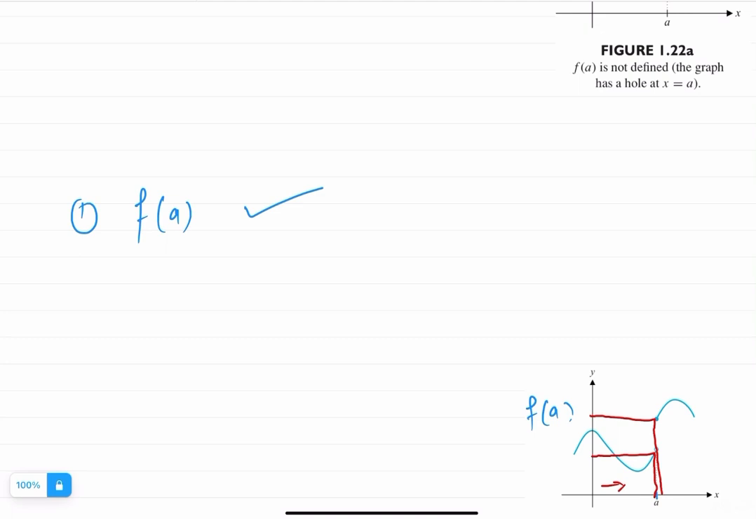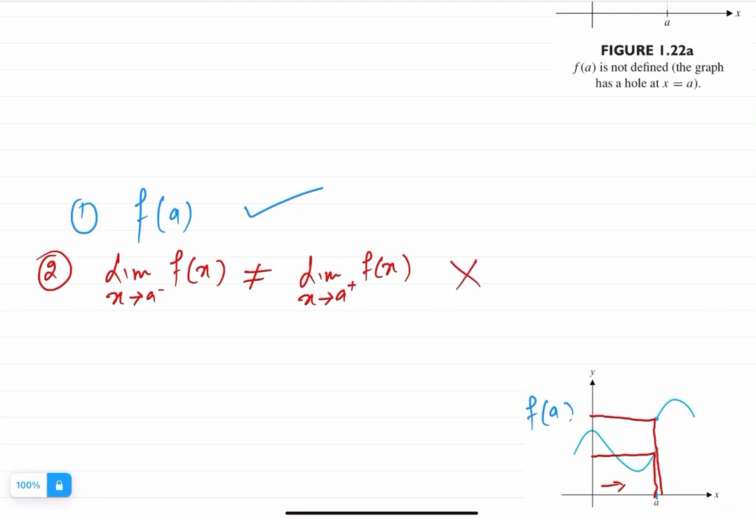Are the two limits equal? I mean, is the left hand side limit equal to the right hand side limit? No, of course it is not. The output that we are getting is different. So we say that limit as x approaches a from the negative side of f of x is not equal to limit as x approaches a from the positive side of f of x. Since the second condition is not met, that means the limit does not exist, so it is not a continuous function.